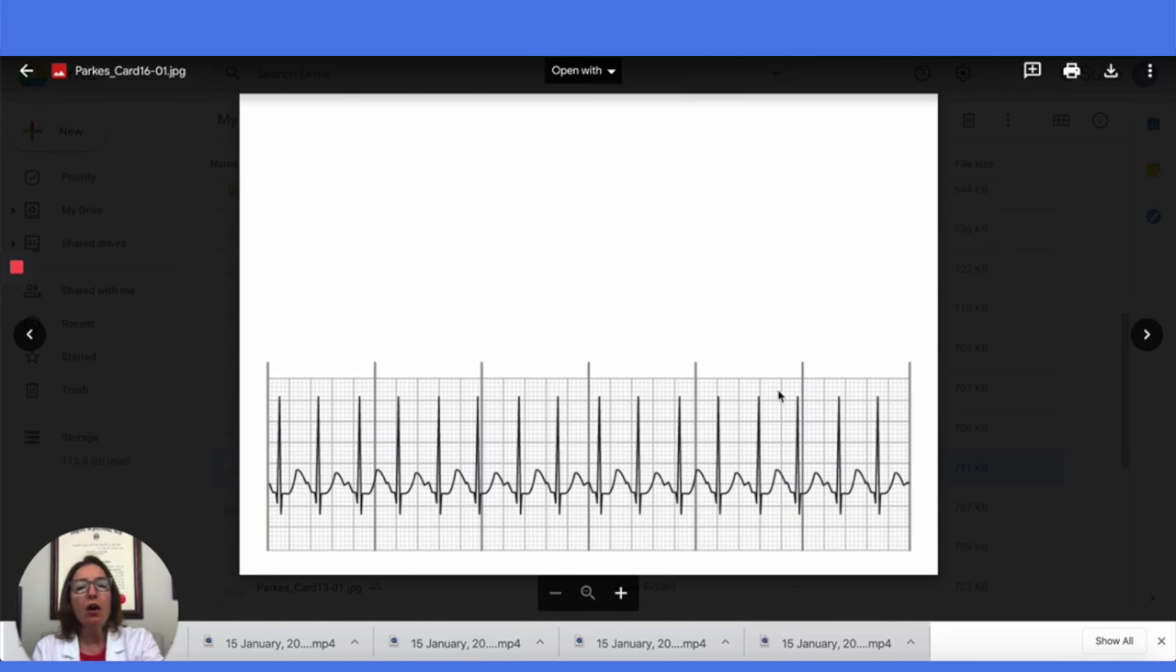So the heart rate with SVT will be over 100 beats per minute. It is typically between 150 and 250 beats per minute. With SVT, the QRS complex will be normal. It'll be nice and narrow, under three small boxes or 0.12 seconds. In terms of treatment of SVTs, we can use cardioversion or treat the patient with antiarrhythmics.